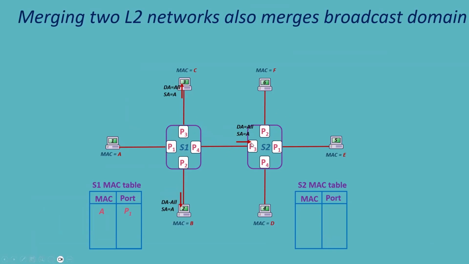So let's not go there. We all understand they will both accept it. Switch 2 receives it on port P3, checks the source address field. It is A. Again, it doesn't have the entry in the MAC table, so it makes the entry in the MAC table. All good. Next, it looks at the destination address, doesn't find the value, so it floods the frame out. And similarly, all the PCs will receive it and all will accept it.